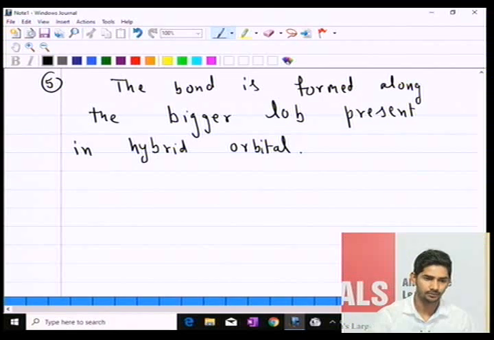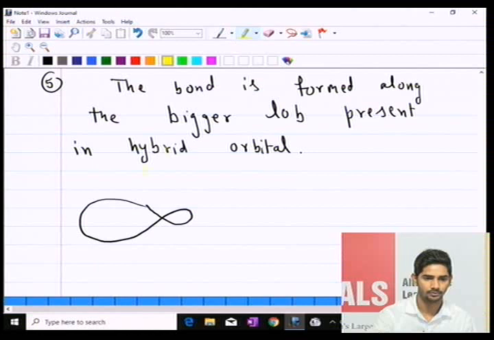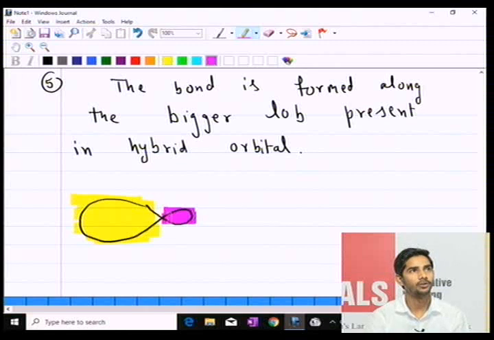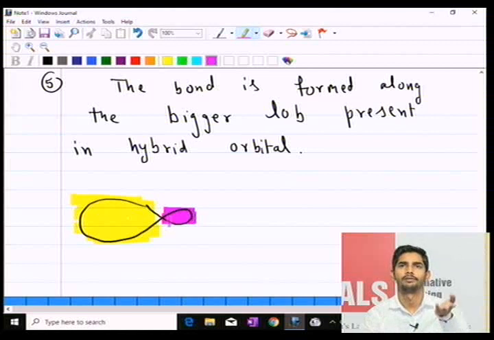Lobe means this one. We have seen such a structure now. So look at this. This is the lobe. This is the bigger lobe, and this is your smaller lobe. Have you got that? The section in yellow represents the bigger lobe, and the section in pink is the smaller lobe.